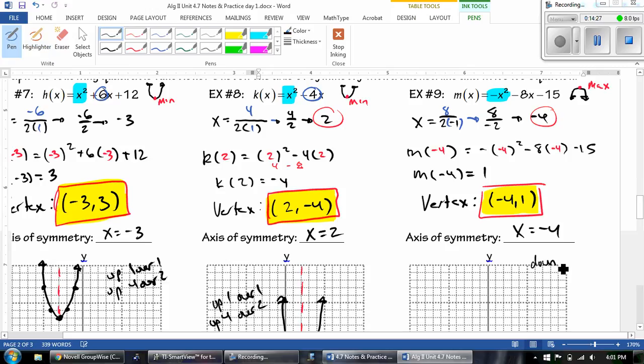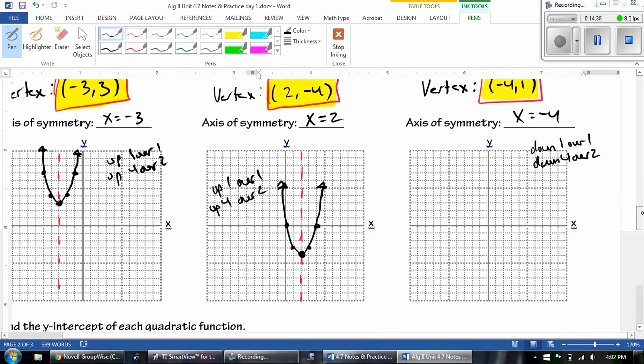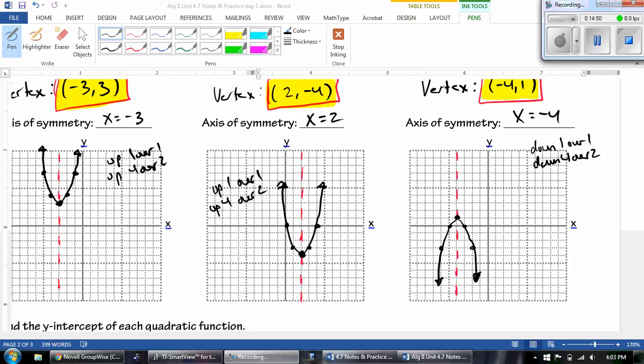Our pattern is going to be down 1 over 1, down 4 over 2. Okay, so you guys are in charge now of that. Go ahead and pause the video, and good luck. Okay, and there you go.